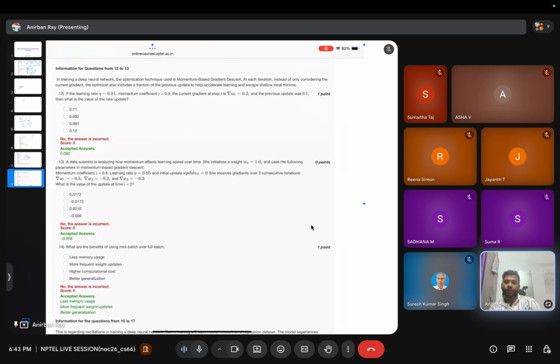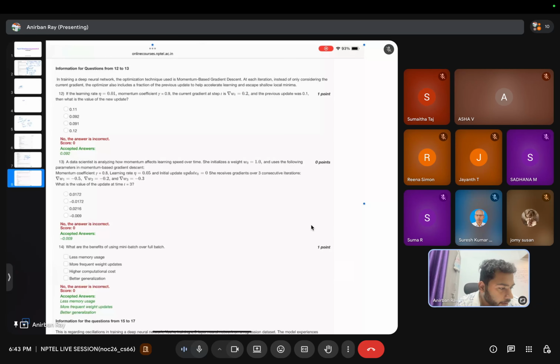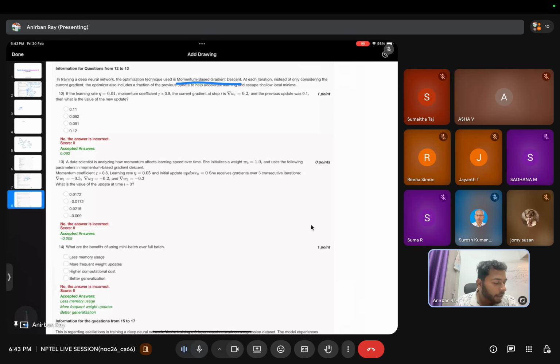So this is what we have here. In training a deep neural network, the optimization technique used is momentum based gradient descent. At each iteration, instead of only considering the current gradient, the optimization also includes a fraction of the previous update to help accelerate the learning and escape shallow minima.